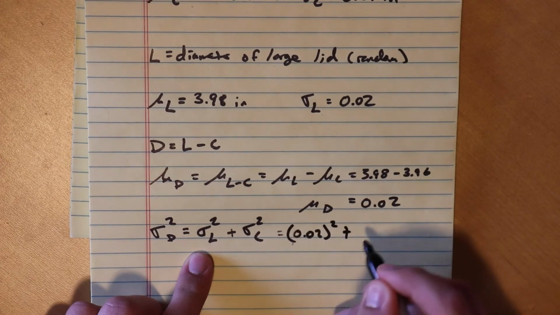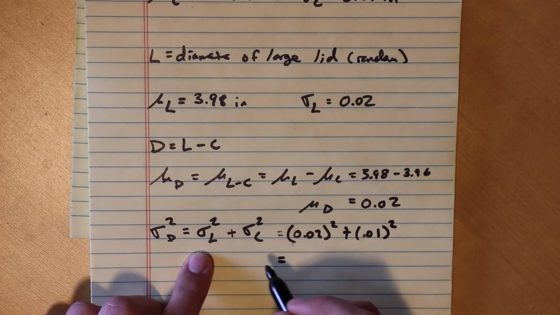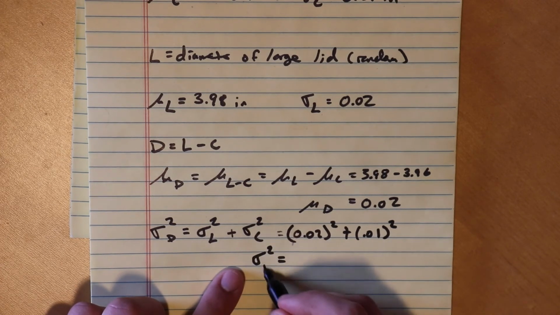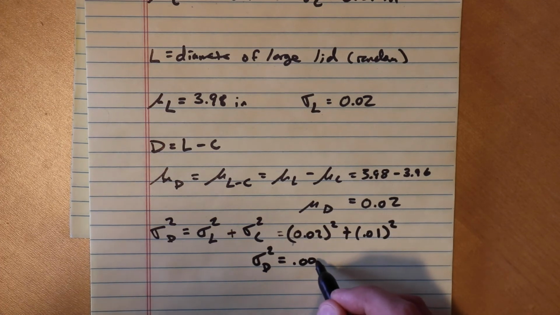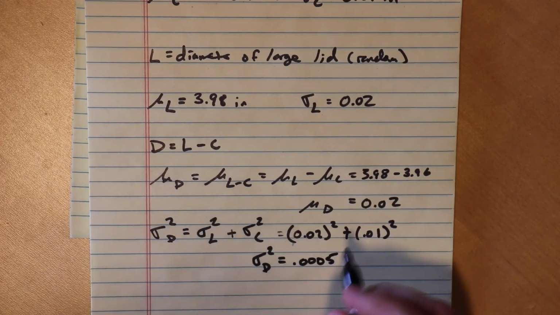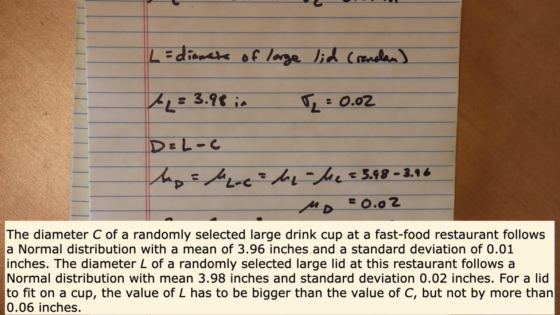So we are going to take 0.02 squared plus 0.01 squared, and we get a variance of 0.0005. And if we square root this, we will get our standard deviation, which is 0.0224. All right, so let's go back to the question at hand.